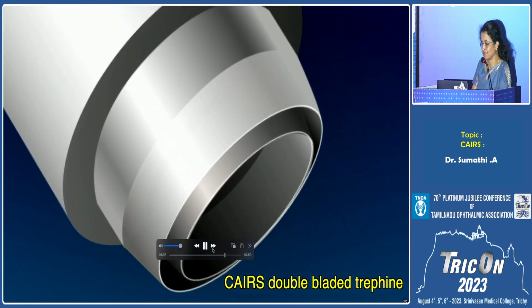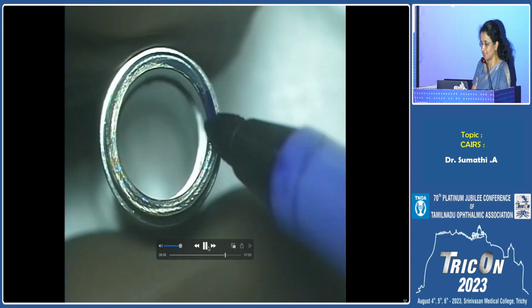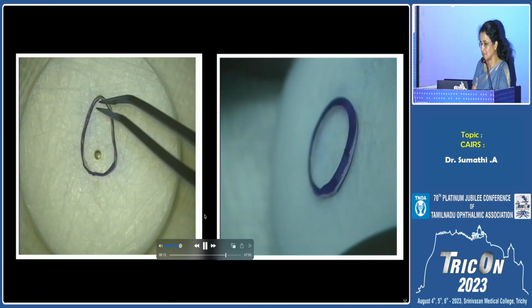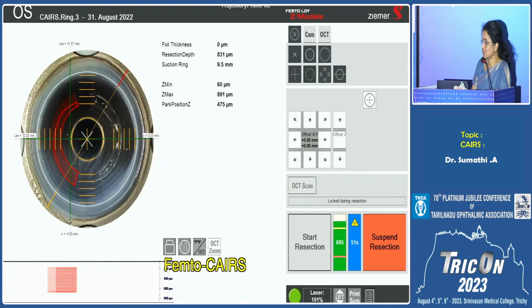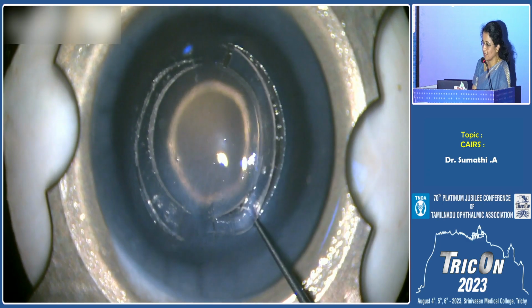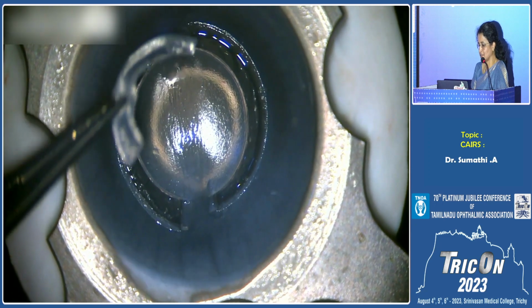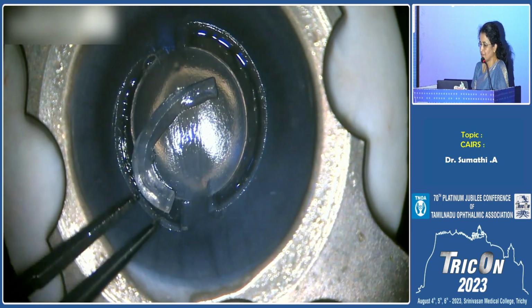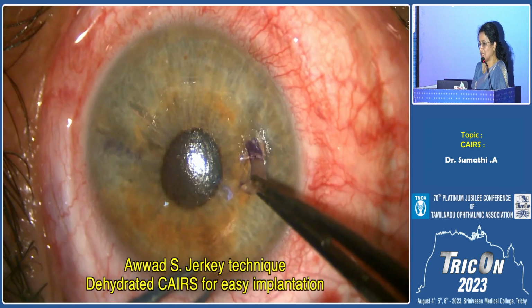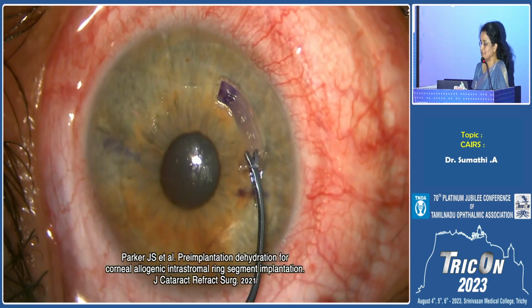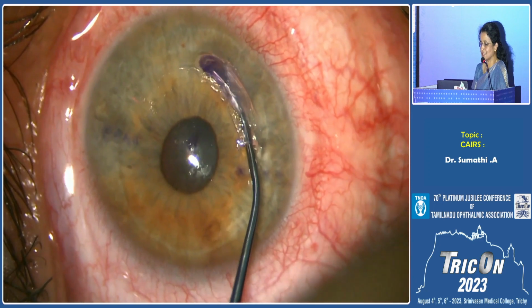This is a double-bladed trephine, which we have in 3 different sizes. By altering the inner and outer diameter of these rings, we can actually change the bulkiness of the CAIRS segment. There are studies where we are using femtosecond lasers to create customized CAIRS. Femtosecond laser might be the future, where you can have a real customization in terms of your exact arc length and the designing of your CAIRS segment.